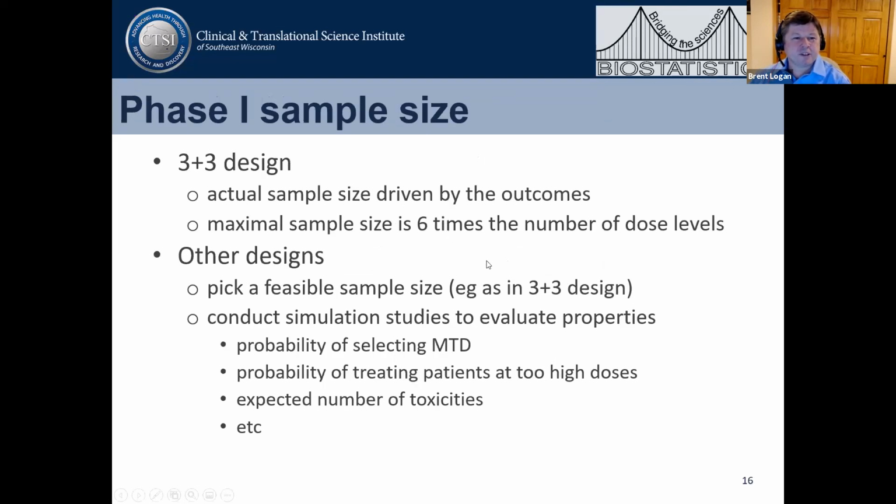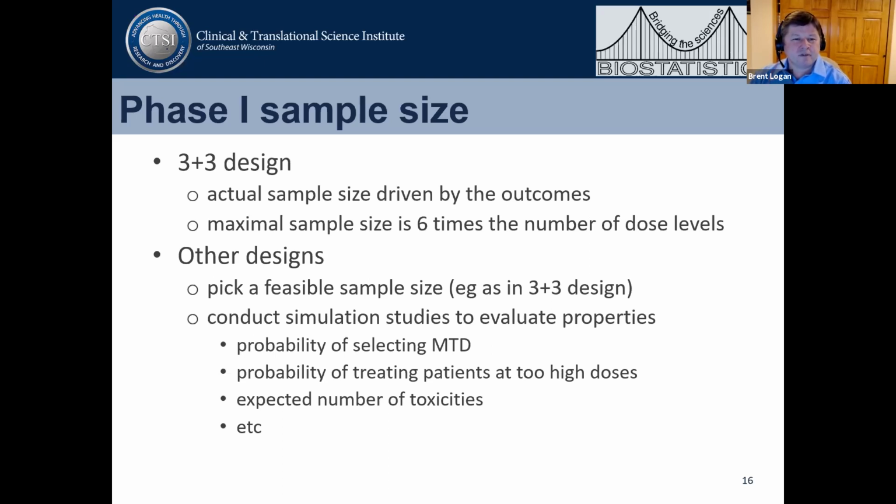In terms of the sample size of phase 1 trials, the actual sample size of a 3+3 design is driven by what you see. But the maximum sample size that you would typically observe will be 6 times the number of dose levels. That's kind of the worst case scenario where you have to enroll that extra 3 at each dose level. And so you end up with 6 per dose.